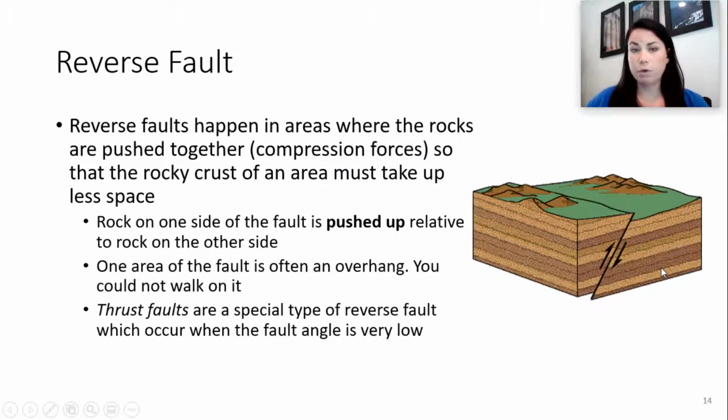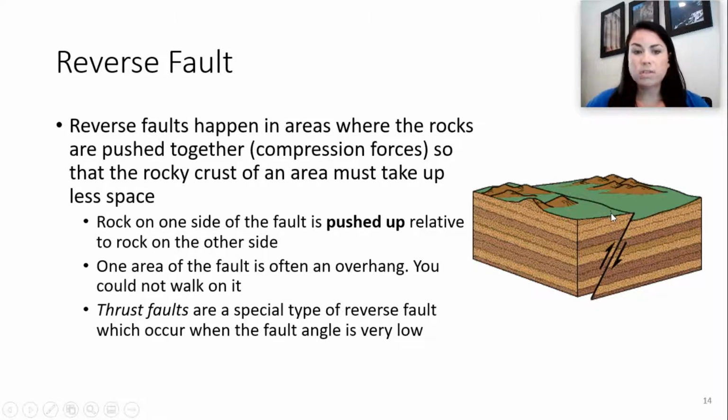Okay, let's look at a reverse fault. A reverse fault happens in areas where rocks are pushed together. This is the compressional force. So that rocky crust of an area must take up less space. Rock on one side of the fault is pushed up relative to the rock on the other side. And one area of the fault is often overhanging, and so you couldn't necessarily walk on it.